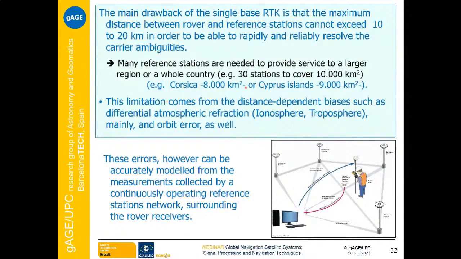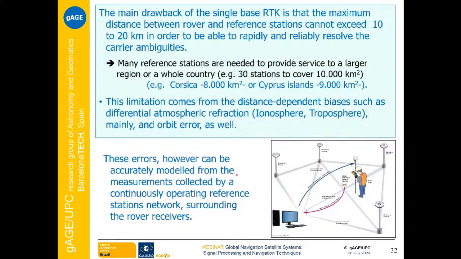For instance, we need about 30 stations to cover 10,000 square kilometers. This is like Corsica Island or Cyprus Island. Then, as I commented before, this limitation comes mainly from the atmospheric propagation error, mainly from the ionosphere. Then, how to overcome, how to improve, how to extend the baseline?